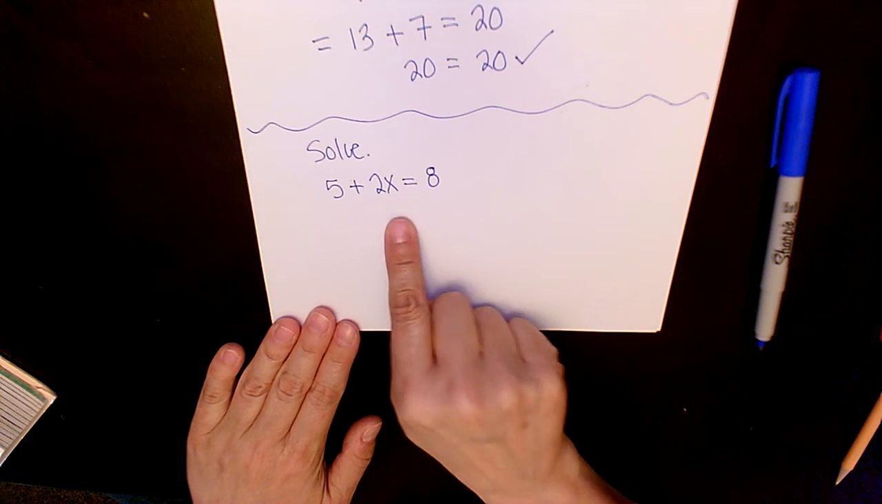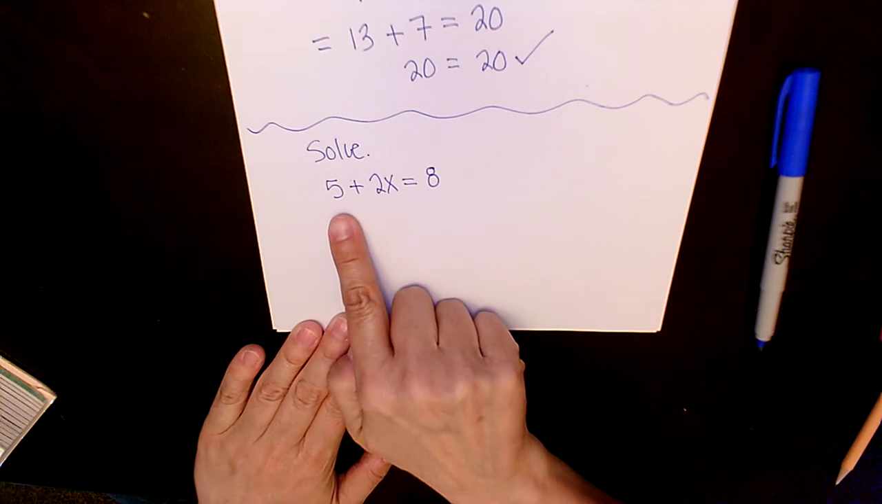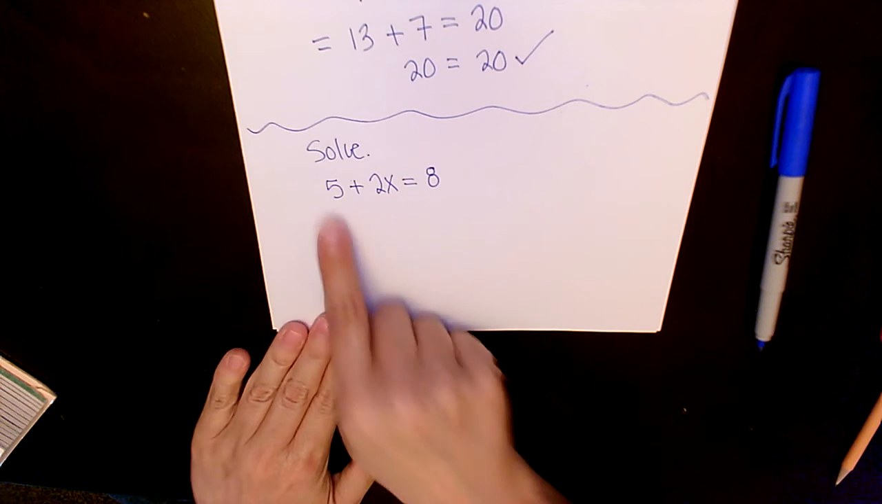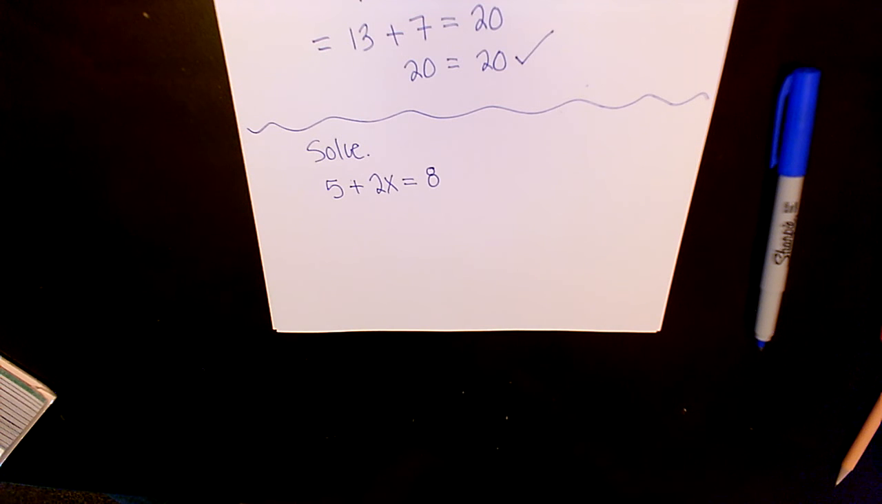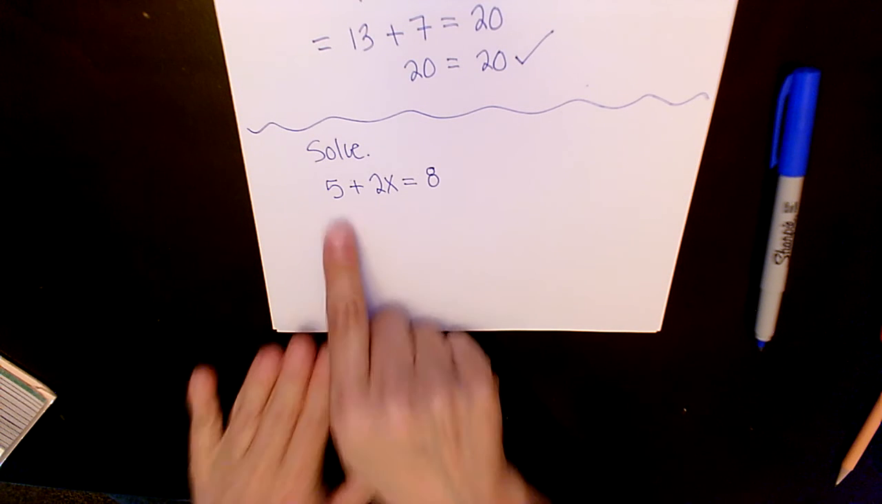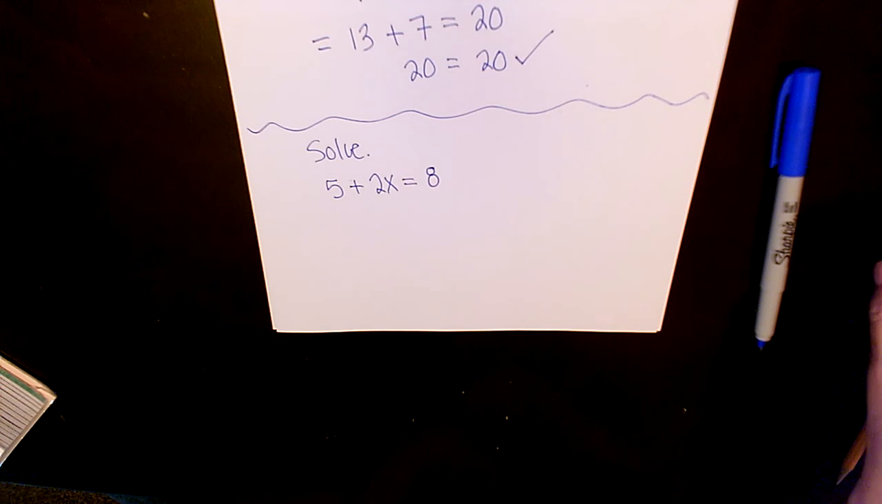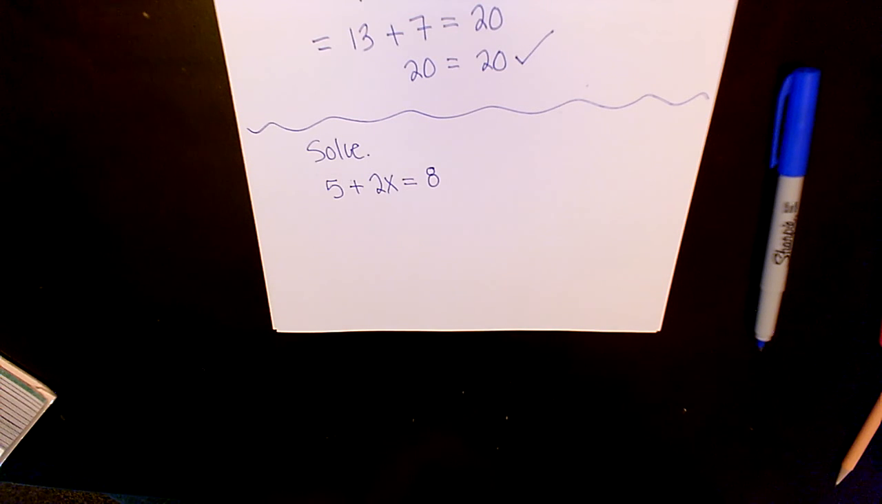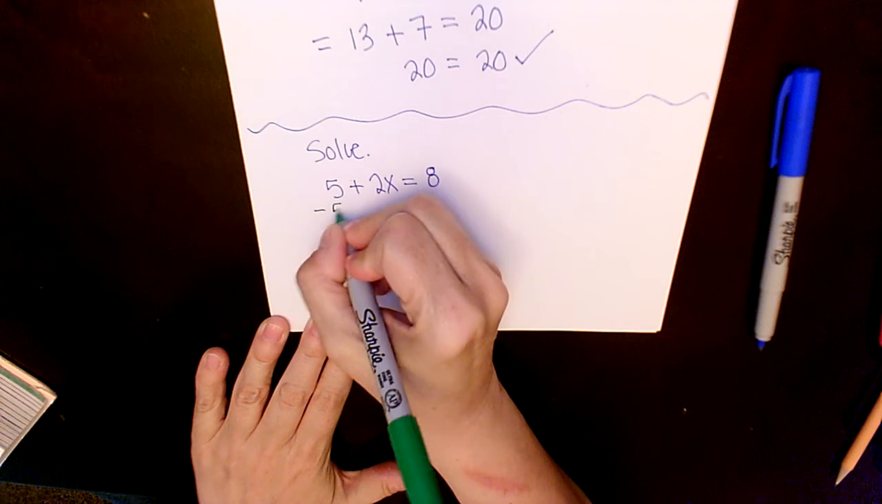And I don't have any like terms. I'm going to start over here, and how do I get rid of that 5? If there's no operation in front of the 5, what is there but you don't see it? Well, it's really a positive 5, so it's a plus 5. So how do I get rid of that plus 5? I subtract from both sides.